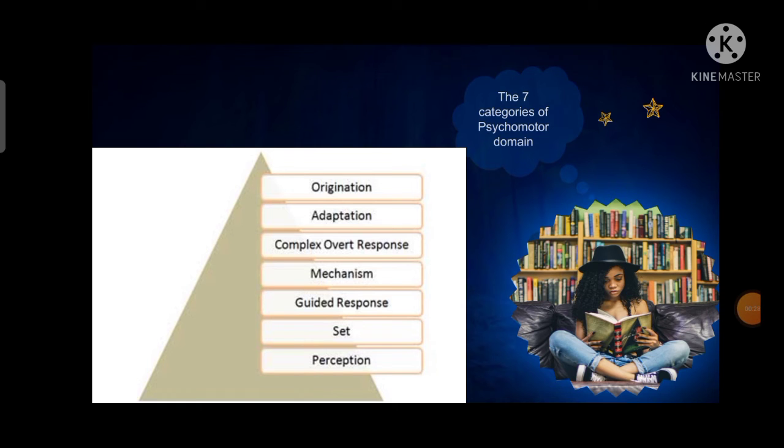And the last domain, which is the third domain of educational activities, is the psychomotor. And there are 7 categories of this domain, which is the first is perception, the next is the set, then guided response, mechanism, and then complex overt response, the adaptation, and the highest is the origination rather.